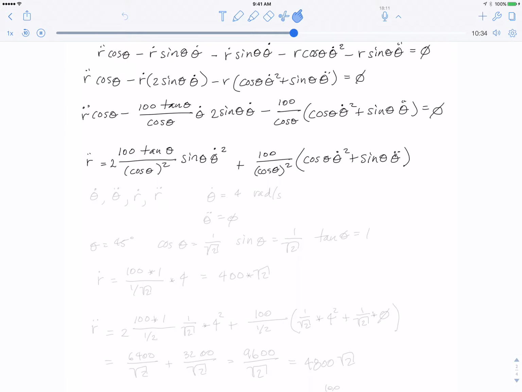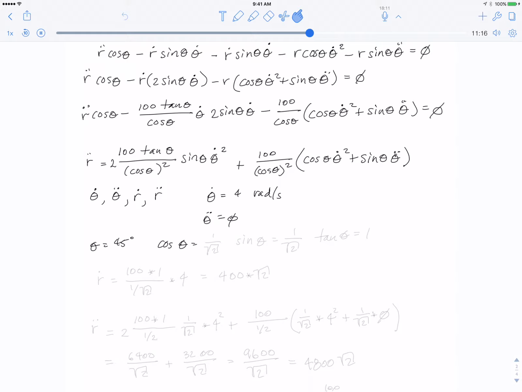Phew! So we now have theta dot, theta double dot, r dot, and r double dot. So rather than put this all together, I'm going to plug in theta's 45 degrees right now and see what everything is. Okay, so we know that theta dot is 4 radians per second. Theta double dot is 0.